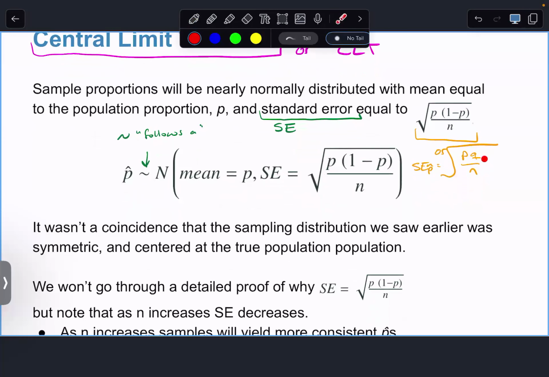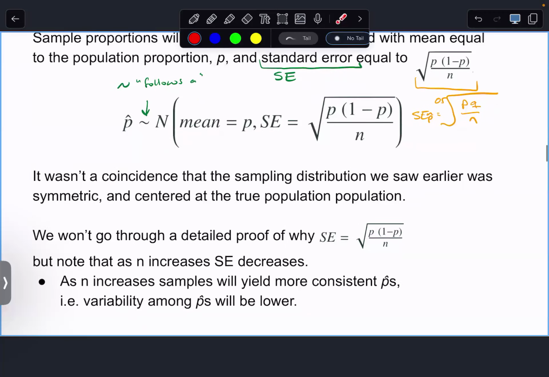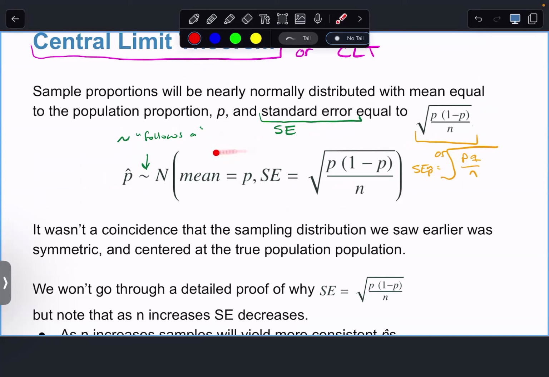Because I like to use the q, saves me some keystrokes, right? I don't need the brackets and I don't need the 1 minus. It's lazy. But q is of course 1 minus p still. Okay. So this is what the central limit theorem says.